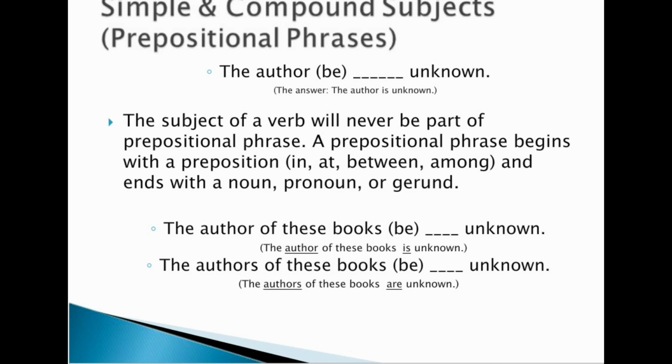In the second example, the authors of these books, blank, unknown. Again, of these books is a prepositional phrase. We cross it out. We're not considering this as part of our subject. The subject is authors, and it's plural. Therefore, the form of the verb to be is are. The authors of these books are unknown.